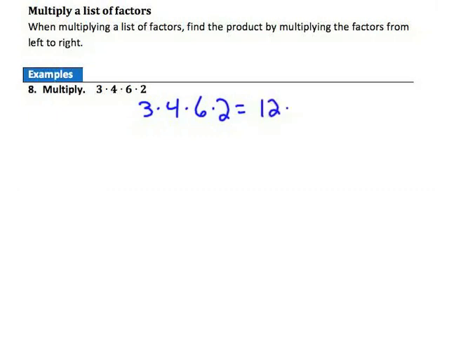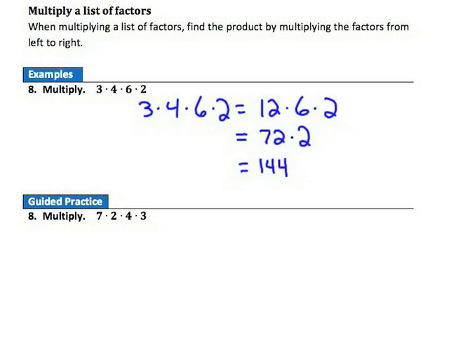Now I'm going to write the rest of the multiplication I haven't done, so I haven't multiplied by the 6 or the 2. Now I'm going to take 12 times 6, which gives me an answer of 72. And then finally, I'll do the final multiplication. 72 times 2 will give me an answer of 144.